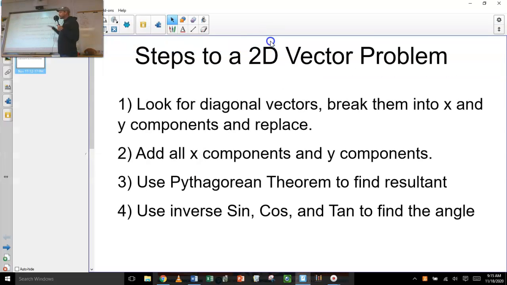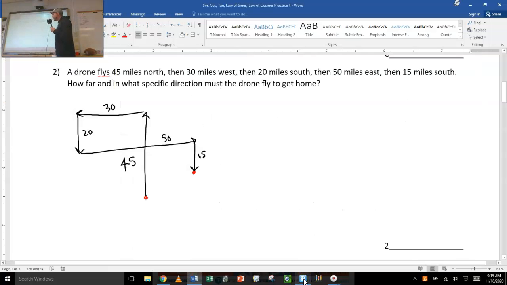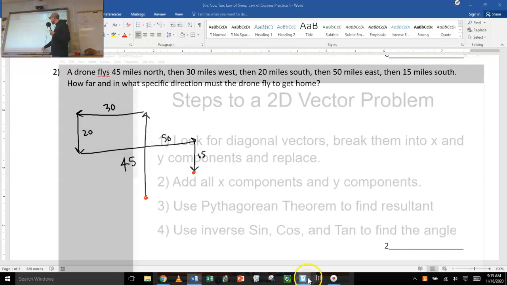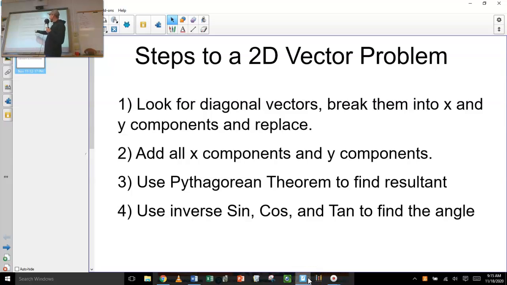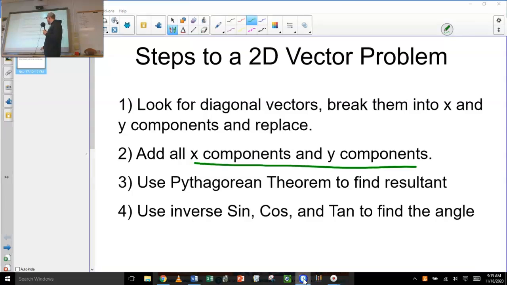In step number 1, look for diagonal vectors. And we go back to here. There are none. Everything is straight up and down. Everything is straight left and right. If one of these were diagonal, then you would break it into its x and y components, using sine and cosine. Step 2, add up all the x components and the y components. That's what we're going to do next.